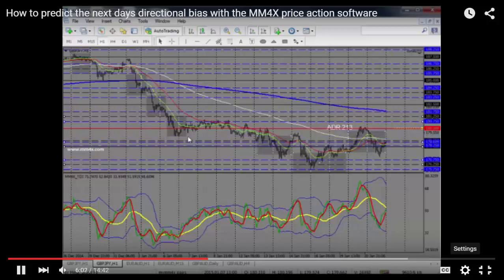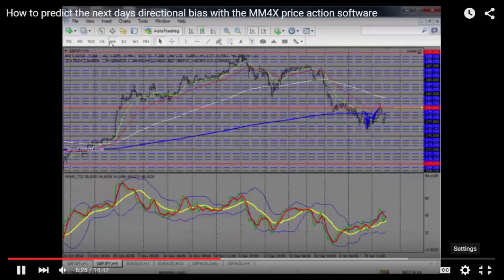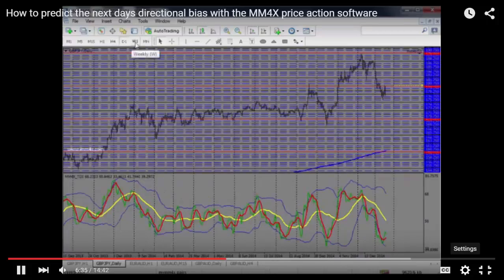With the MM4X software, you can move those lines, get them out of your way. Sometimes you have to do that to be able to grab the box. And so what I see here is a little story. And what you can do is you can go back to the 4-hour time frame and see the boxes don't show up on the 4-hour time frame. They don't show up on the daily, and they don't show up on the weekly.